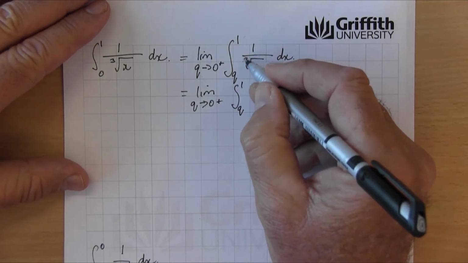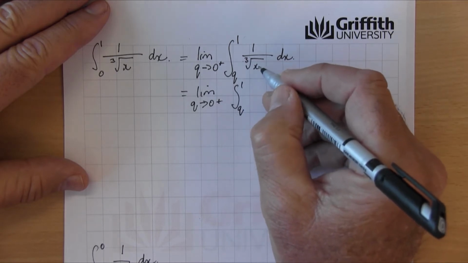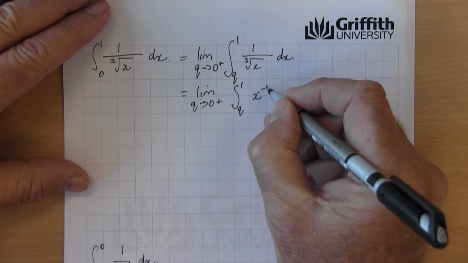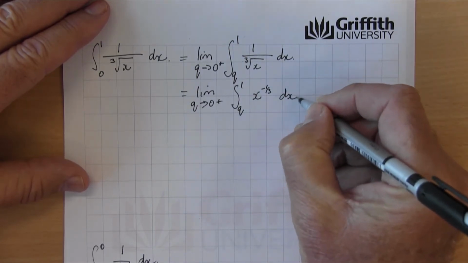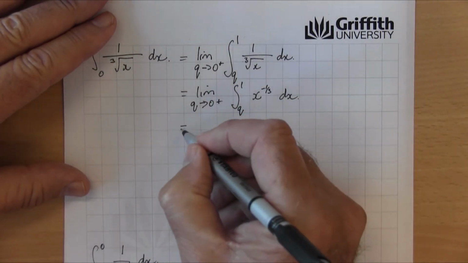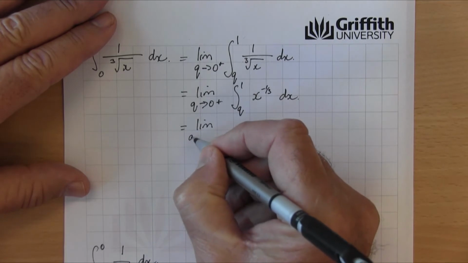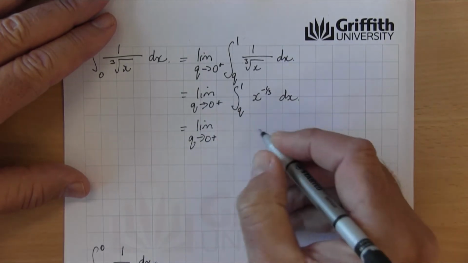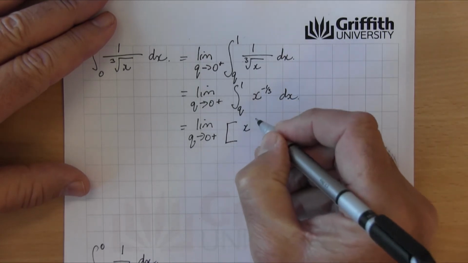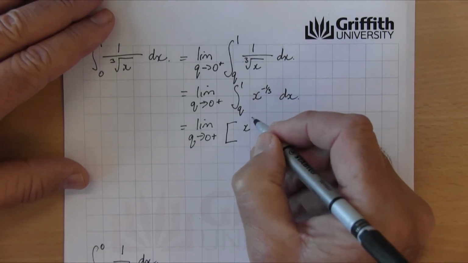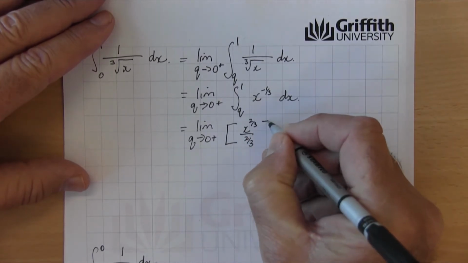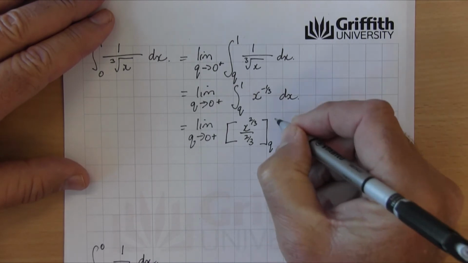Now how can we write this so it's a little bit easier to integrate? The cube root of x is x to the power of 1/3, and because it's 1 over, it'll be x to the minus 1/3 with respect to x. And the rule with integration is add a power on the power, so the limit as q approaches 0 from the positive side, and when we add a power we get x to the power of minus 1/3 plus 1, which is 2/3, all over that power, between q and 1.